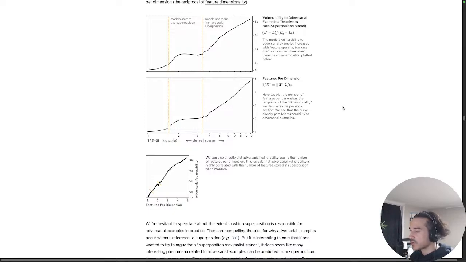And you see these two lines from above as well. It starts to go up a little bit, models start to use superposition, plateaus for a bit, and then goes up again as models use more than antipodal superposition. And this is on the x-axis from dense to sparse. We can also directly plot adversarial vulnerability against the number of features per dimension. This reveals that adversarial vulnerability is highly correlated with the number of features stored in superposition per dimension. Here we see this smaller graph. X is features per dimension, which is going from 1 to 5, and adversarial vulnerability is going from 1x to 8x, and it's increasing.